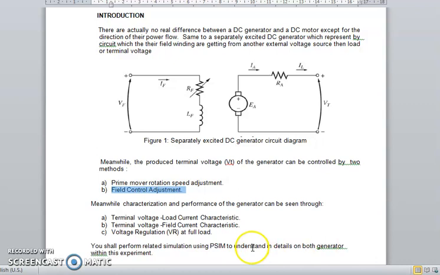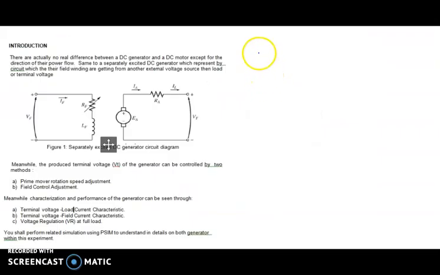Meanwhile, this is how we control the performance of the generator itself. And how we want to measure the performance is by terminal voltage versus the load current. So you shall plot the end product of your experiment using this kind of graph. We are probing the terminal voltage-load current characteristic. The terminal voltage is your VT here, versus your load current, which is IA here.